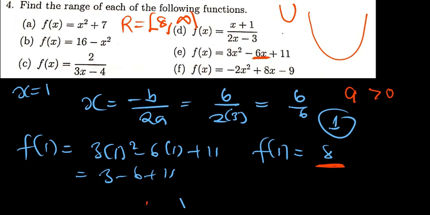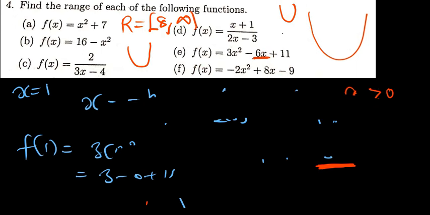What has helped me to find this is the minimum value, which is 8. Then since a is greater than 0, the graph is going to curve like that. So it's going to positive infinity. So that's why it's 8 to positive infinity.